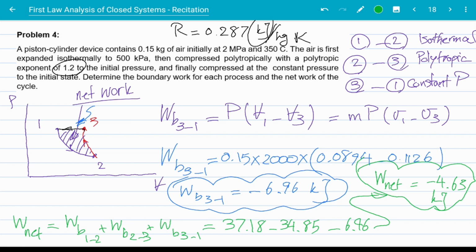So what does this mean? What does it mean that the net work of a system is negative? It means that this piston and cylinder is not producing work, rather it's consuming work. During these three processes, from 1 to 2, 2 to 3, and 3 to 1, this machine consumed 4.63 kilojoules worth of work.